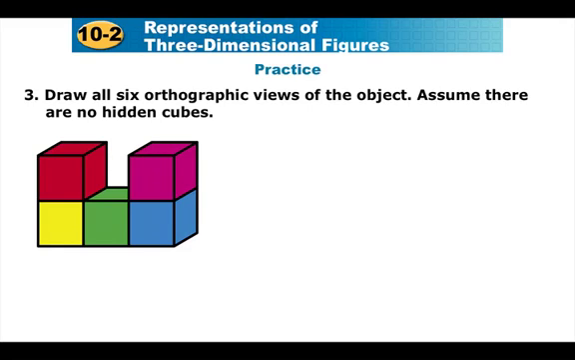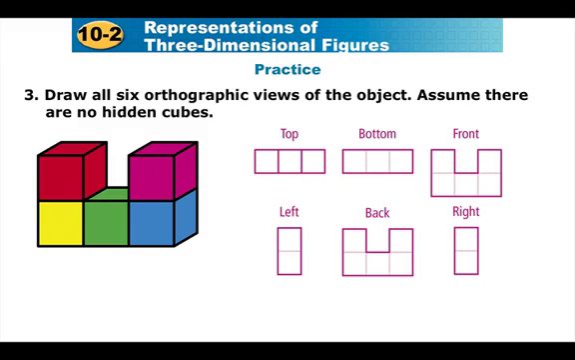Same directions. It says draw all 6 orthographic views of the object. Assume there are no hidden cubes. So you can pause so you can answer this problem. Make sure you do so. And here are the 6 orthographic views of this shape: top, bottom, front, back, left, and right. And this concludes the video for section 10.2.